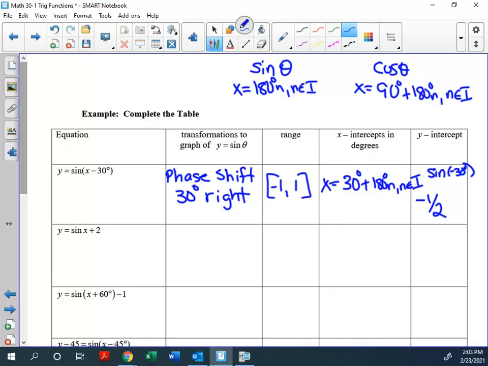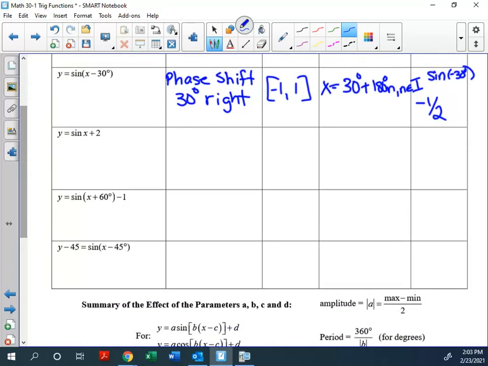Phase shifts mess students up. Y is equal to sine x plus 2. How do I know this is a D value and not a C value? It's not in brackets, and that's a basic definition. It's not in brackets, so I know this is a vertical displacement 2 units up. So I'm just trying to throw in that good terminology so we've got it.